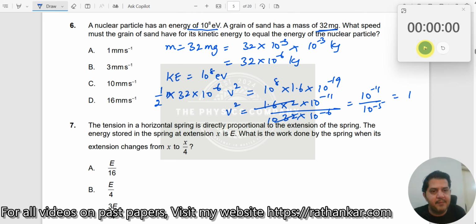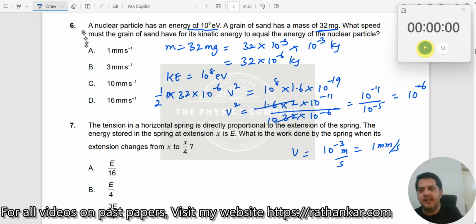So finally this becomes 10 to the power of minus 6 over here, right? So v should be equal to square root of 10 power minus 6, which gives you 10 power minus 3, or this is 1 millimeter per second. This is 10 power minus 3 meter per second, 1 millimeter per second. So the answer is A.